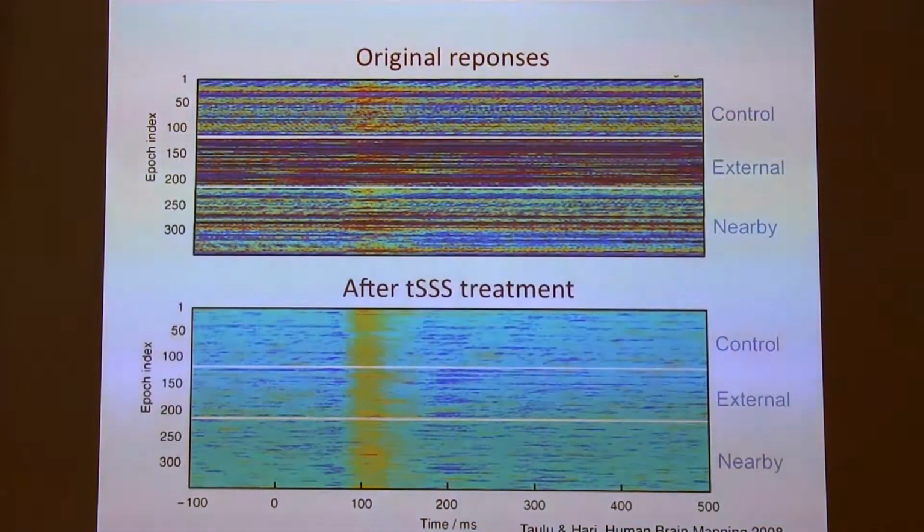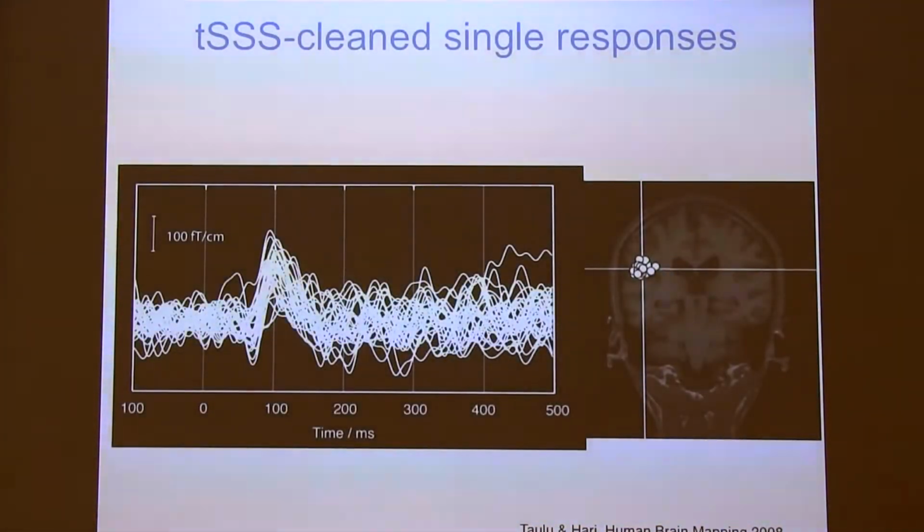And then if we look at the single unaveraged responses, superimposed, they look something like this. So we were able to recover them quite nicely. And the sources of each of these unaveraged responses go to the auditory cortex.